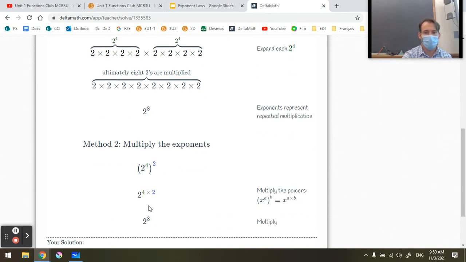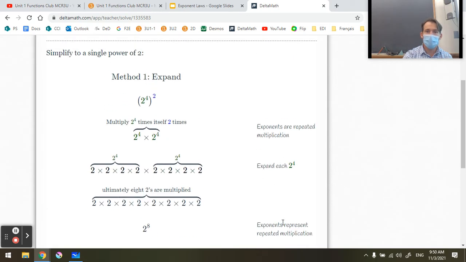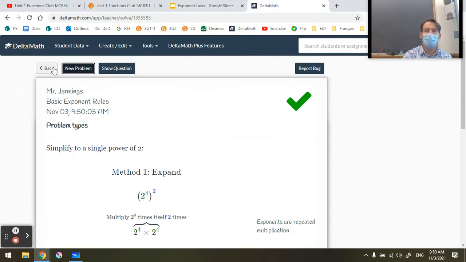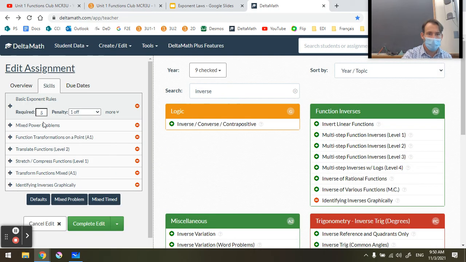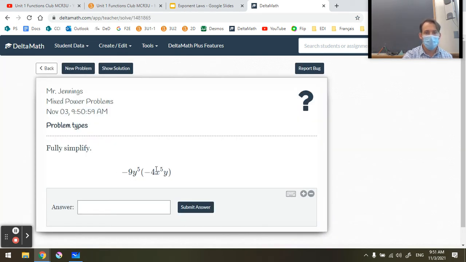Method number 2 is the shortcut. Multiply the powers. X to the A to the B is X to the A times B. Cool. This is great. Read this stuff. Review it every time. Let it sink into your brain. The basic exponent rules there. I want you to do several of those problems. They're very fast. Mixed power problems.